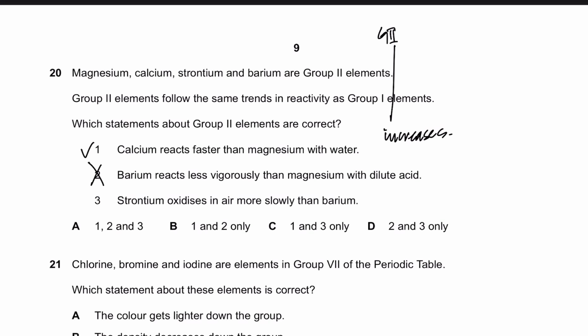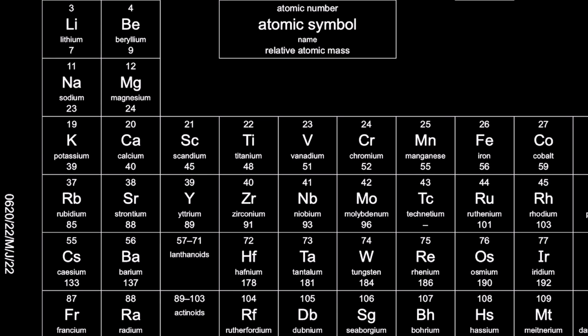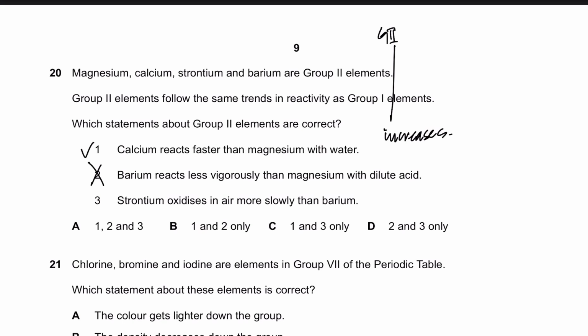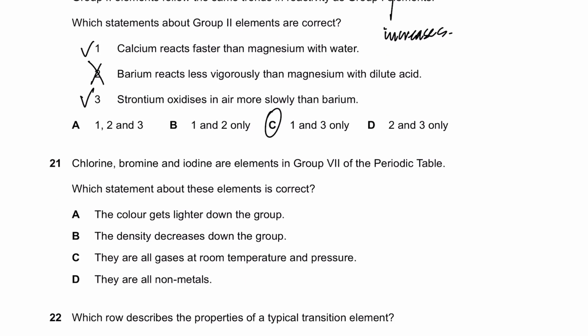And the third statement is strontium oxidizes in air more slowly than barium. Let's check strontium out. Strontium is above barium. That's why barium should oxidize more quickly than strontium. So yeah, that's true. So 1 and 3 are absolutely right. That's why C is the right option.